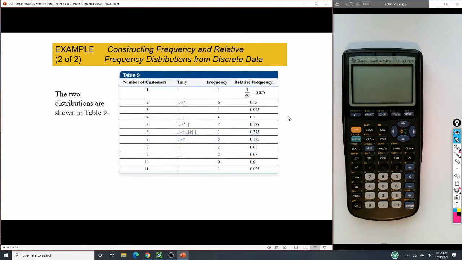Well, then they break it down into the number of customers, they do their tally marks, they look for the frequency, and then they get their relative frequency. And so we're able to put together all of those things real quickly just by simply counting and looking at the number of customers.